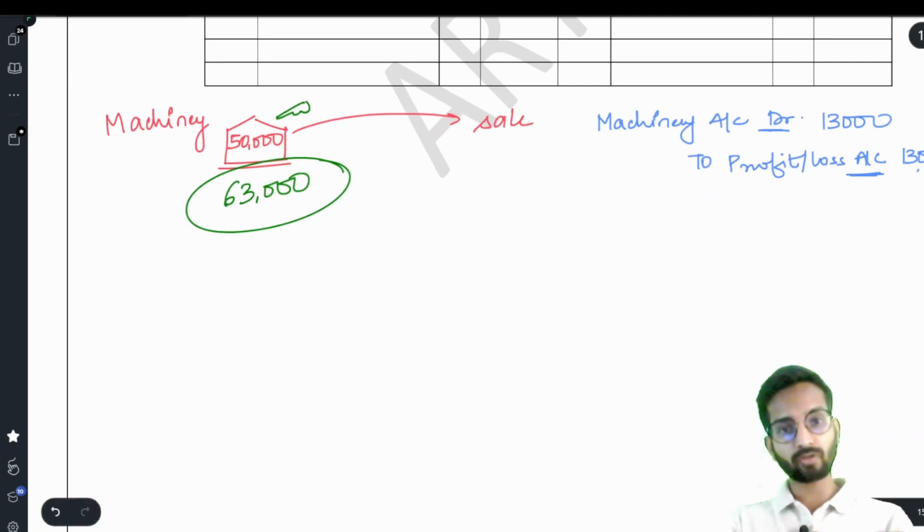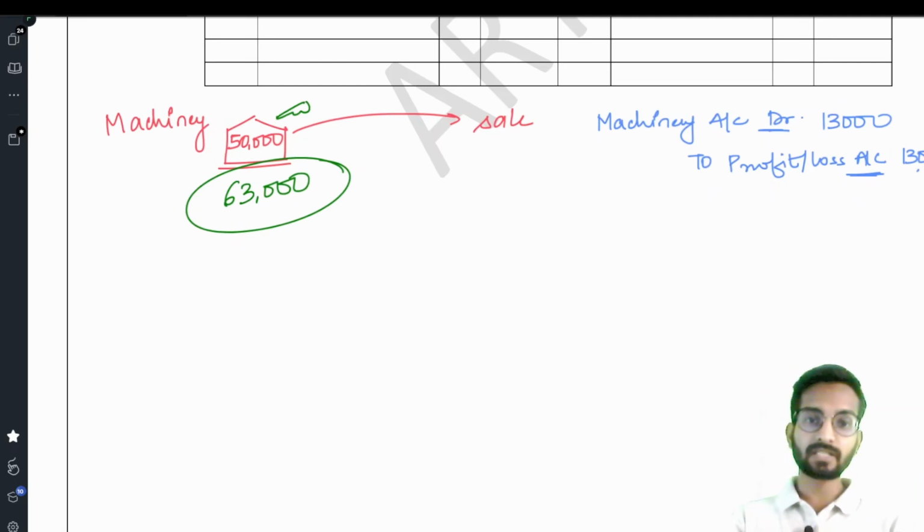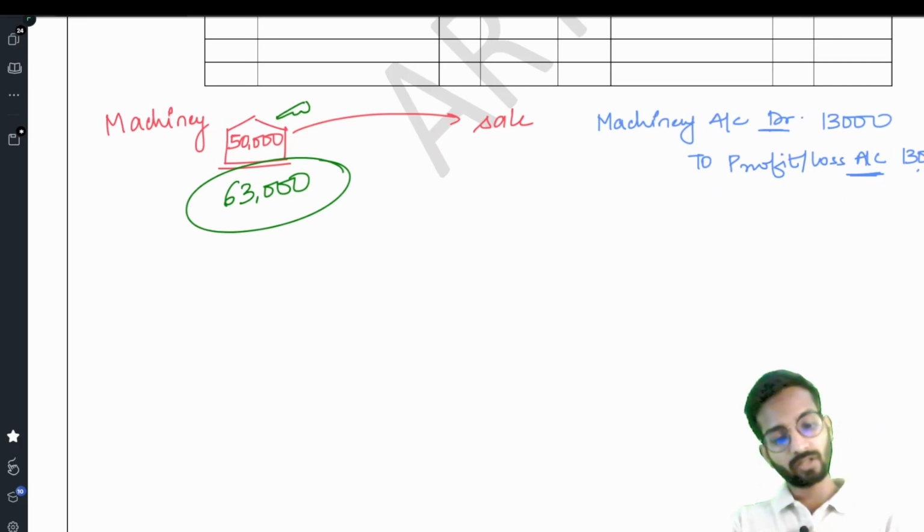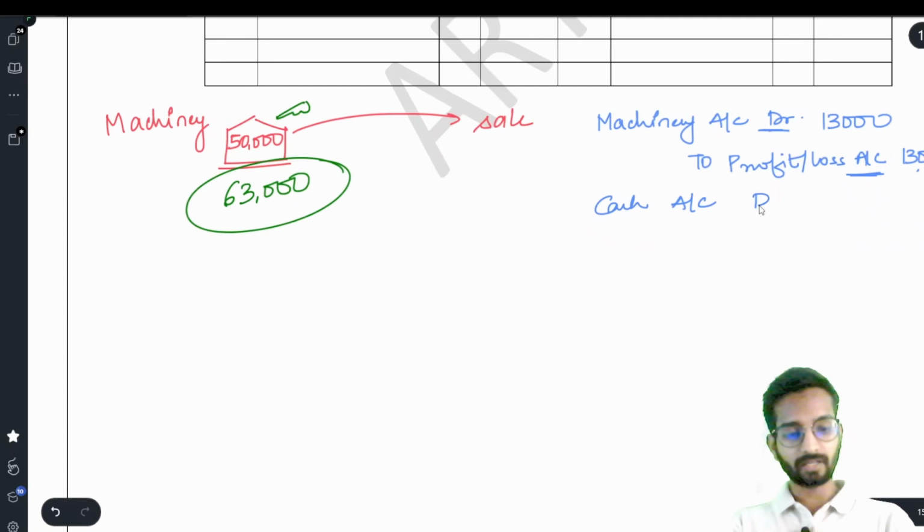After that I went back to the market and I told that person, I am ready to sell you the machinery at 63,000. So he said, okay, I will pay you 63,000. At that time what did I write? I wrote cash account debit to machinery account. How much money did I receive? 63,000.